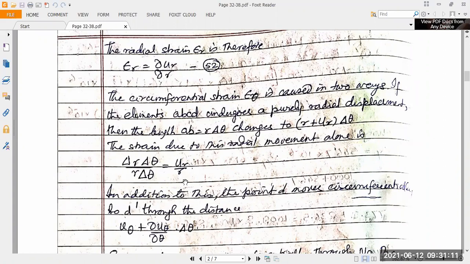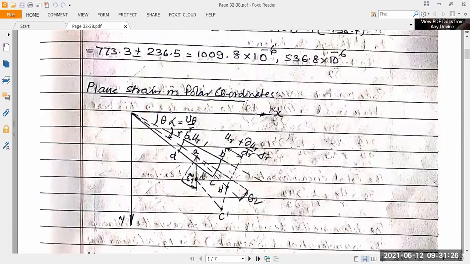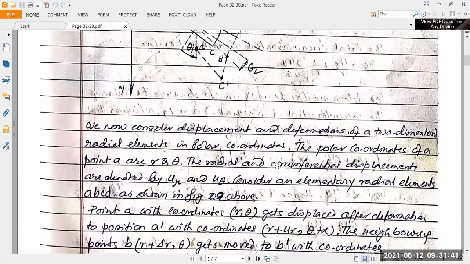In addition, the point D moves circumferentially to D dash. Point D was there, but due to the movement of point A dash, D moves to D dash itself. So it has a movement not only radially but also circumferentially, and that we have to calculate in a different way.